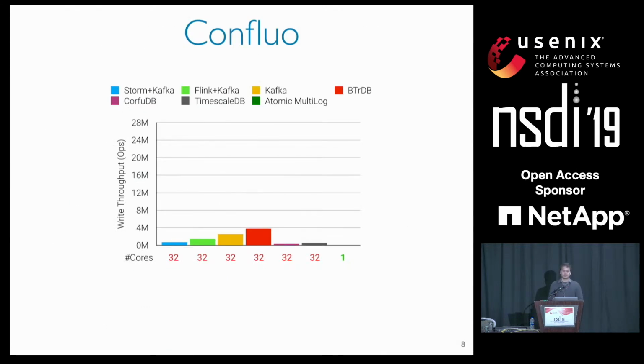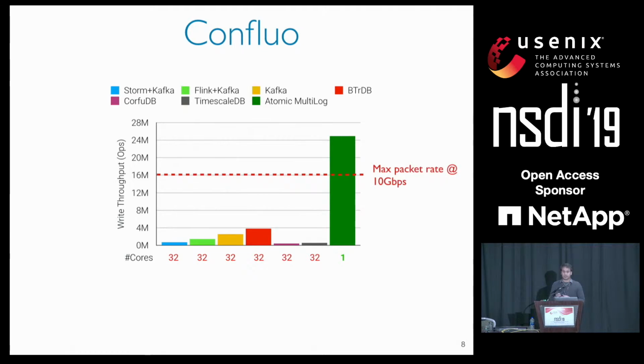We aim to answer this very question in designing our system called Confluo, where we were able to show that we can actually capture packets at line rate, even for larger than 10 gigabit links, using a single CPU core, while supporting the rich monitoring and diagnosis semantics required for debugging these network issues. And Confluo is able to do this by introducing a new data structure called the atomic MultiLog.